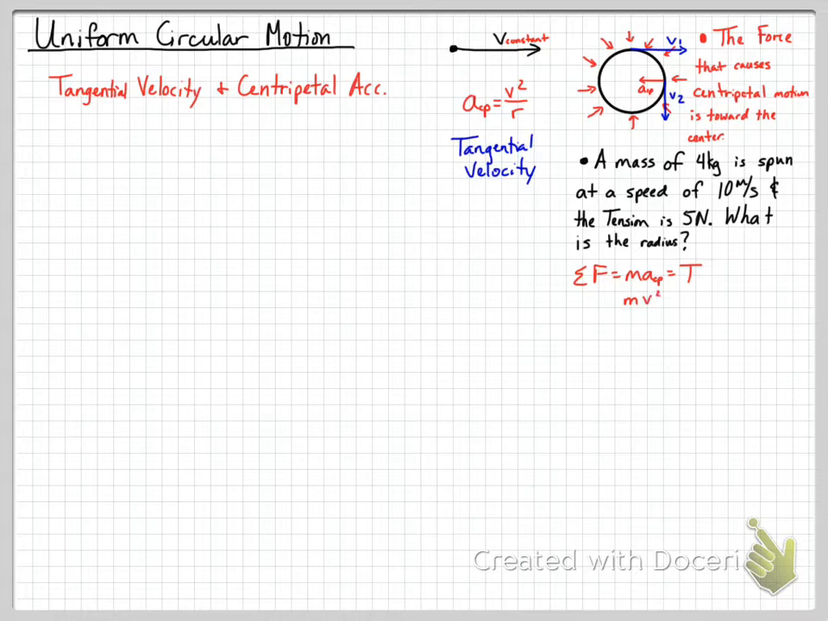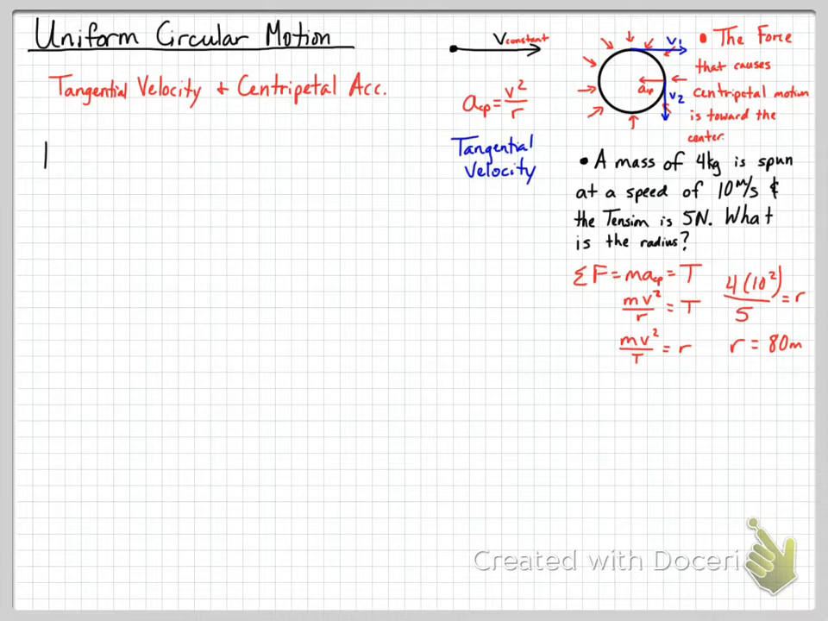And so we're going to have mass times velocity squared over r, substituting in v squared over r for our centripetal acceleration. And that is going to equal our tension. So m v squared over T equals r, reorganizing the equation to solve for the radius. So we're going to have 4 times 10 squared over 5. It's going to equal the radius, and the radius will be 80 meters. So that is a very simple case of how to solve for a variable using centripetal acceleration and recognizing that we have a net force that is the centripetal force.